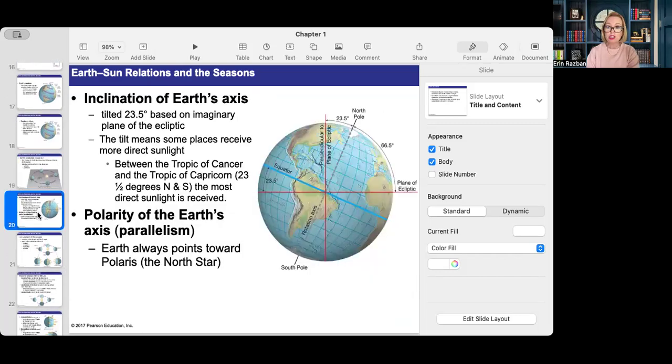Now, the key to the seasons is Earth's tilt. So here's what really causes the seasons. It's not Earth's distance from the sun, as many may think. The key is Earth's axial tilt of 23.5 degrees. This tilt remains constant throughout the year, always pointing toward Polaris, the North Star. This consistent tilt, combined with our revolution around the sun, creates the seasonal patterns that we experience.